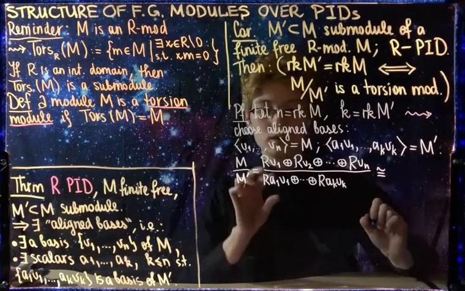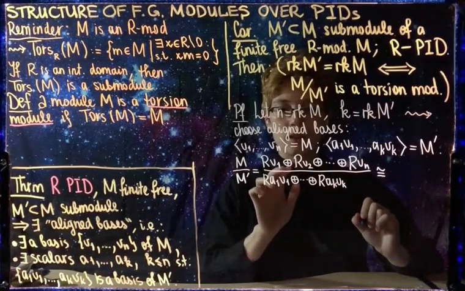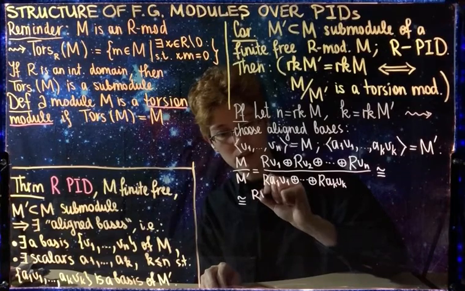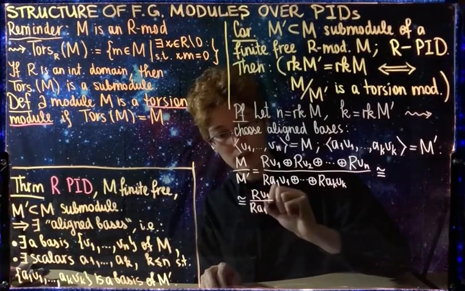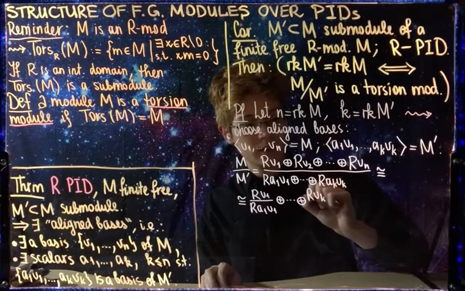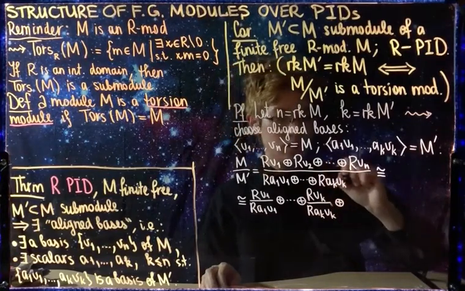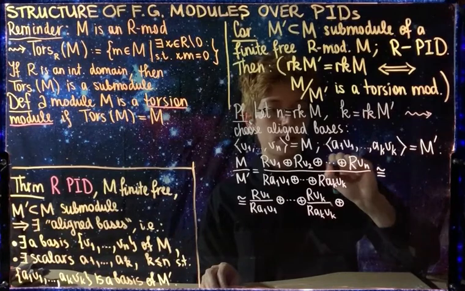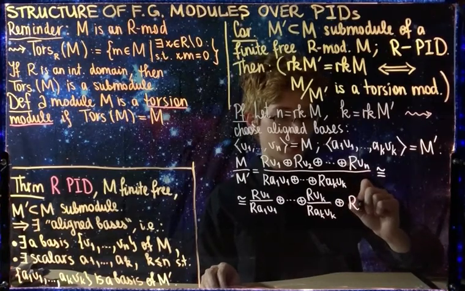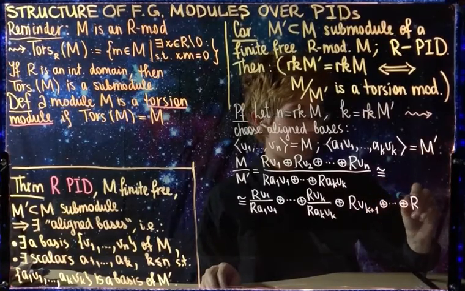And so we can notice, because the bases are aligned, we can in fact split this quotient into a direct sum of quotients, and we get Rv1 mod Ra1v1 plus etc. through k, Rvk mod Rak vk plus, and then the rest of the summands get quotiented out by the zero modules. So we get just Rv(k+1) plus etc. plus Rvn.